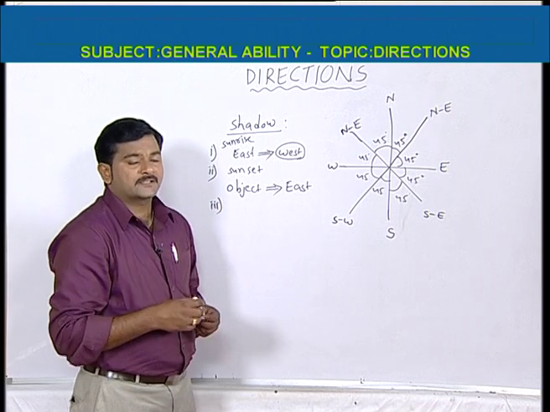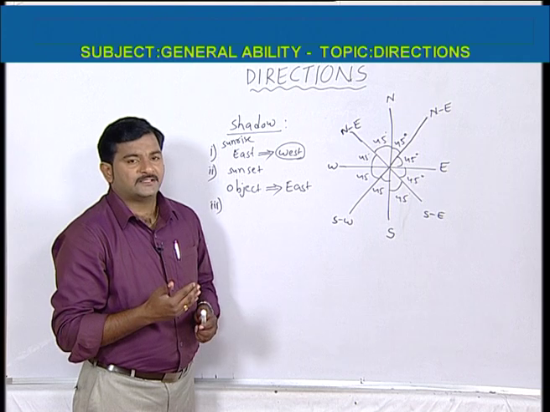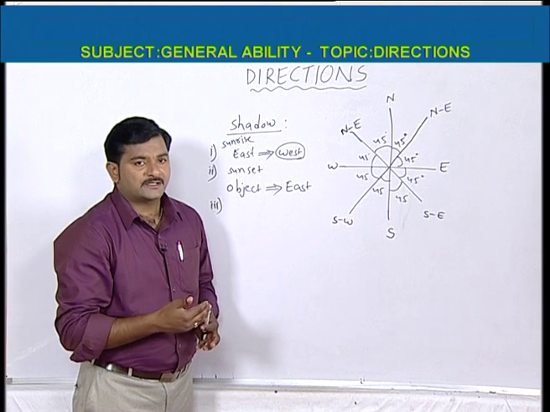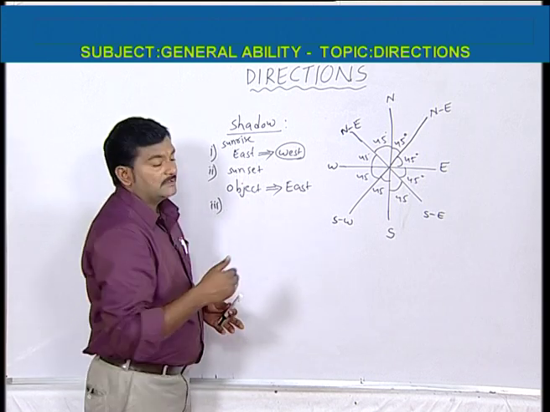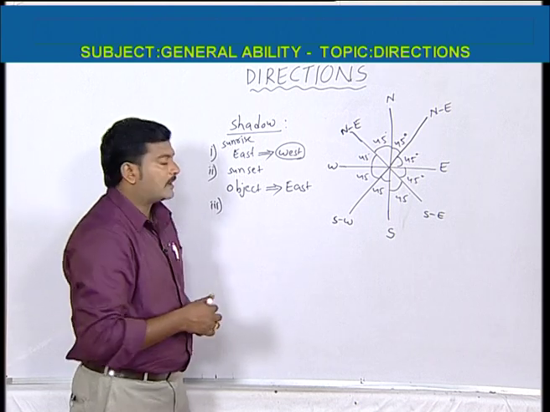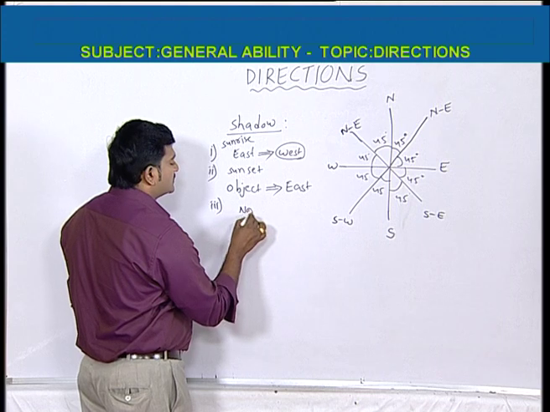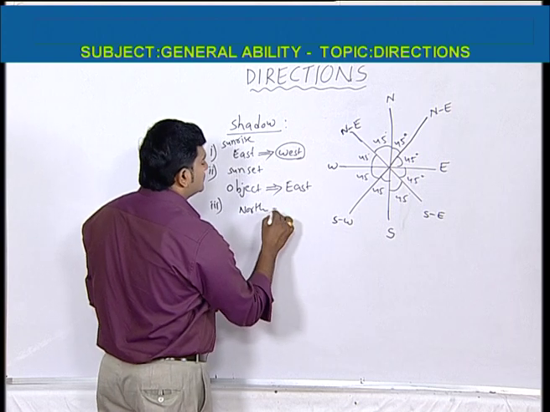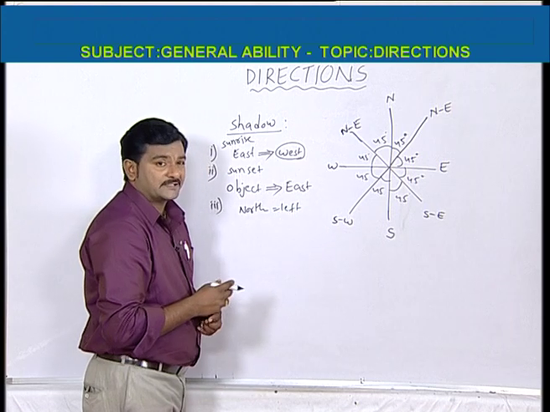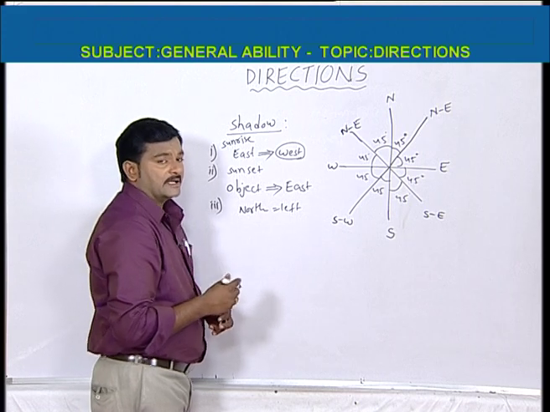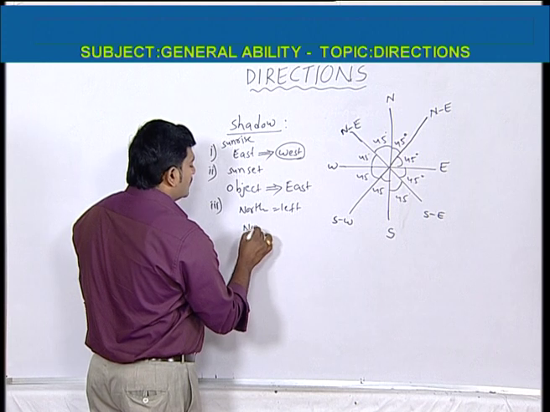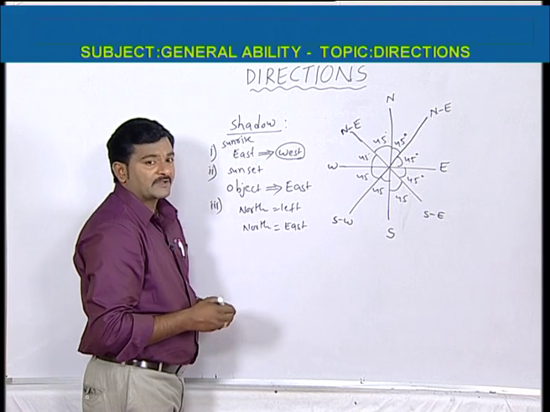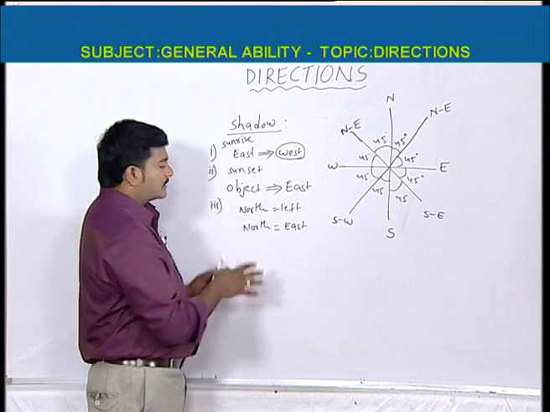And the third point is, for example, at the time of sunrise, think that the person is facing towards north direction, then his shadow will be towards his left. So he is facing towards north direction, and his shadow will always be towards left at the sunrise time. And at the time of sunset, if the person is facing towards north direction, then his shadow will always be towards his right. What does it mean? Towards east direction.